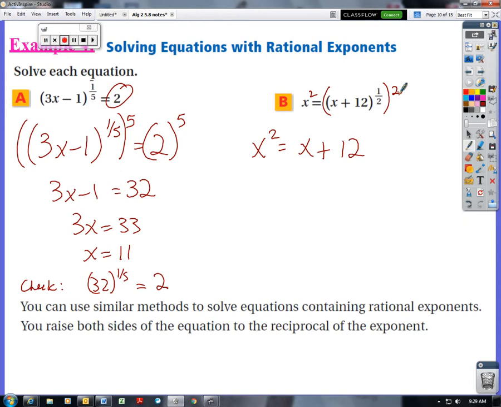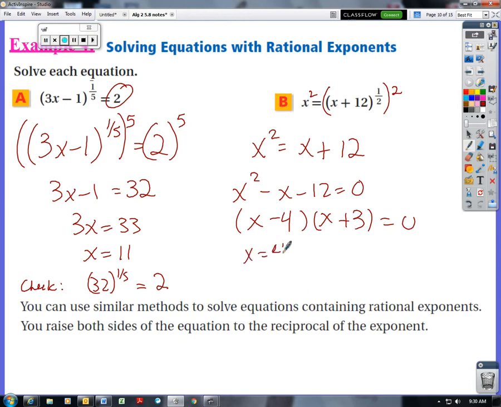And then I see I have a quadratic, which means I need to move everything over to the side with the x squared, and I'm going to be factoring again. And this time it's -4 and +3. So that means my answers are, I have two answers, 4 and -3. I have to check them both.